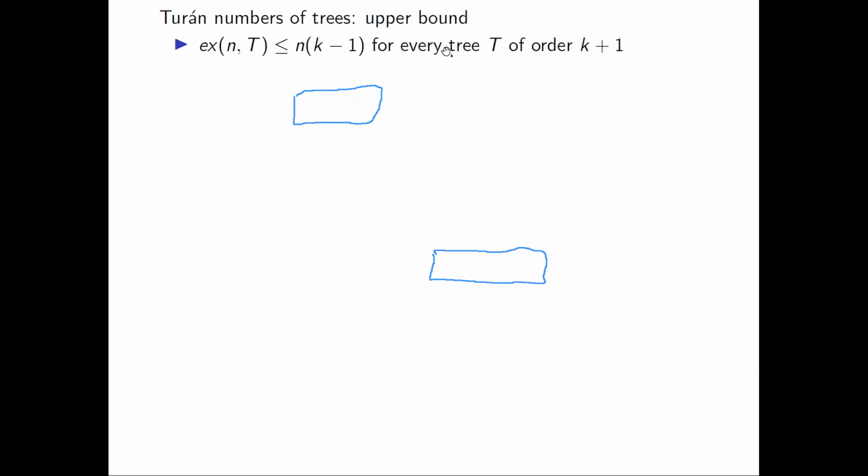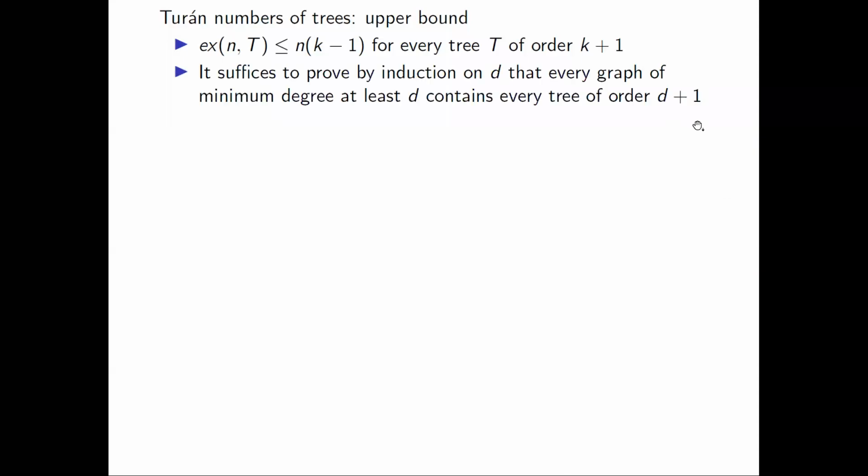So let's see how we can prove this claim. If we're going to induct on D and show that every graph of minimum degree at least D contains every tree of order D plus 1, then we need to start with the base case. Our base case will just be D equals 1. And we can see that trees of order D plus 1 when D equals 1 are just trees of order 2. There's only one tree of order 2. It's the tree that has 2 vertices and an edge between them.